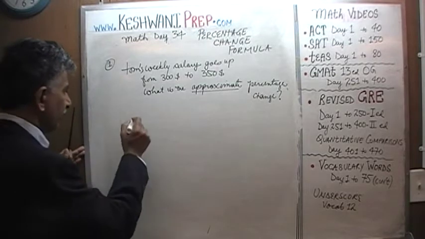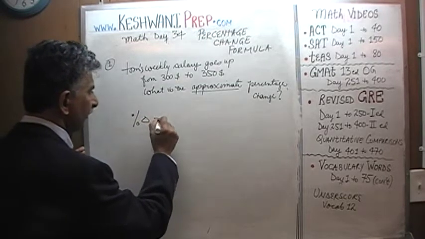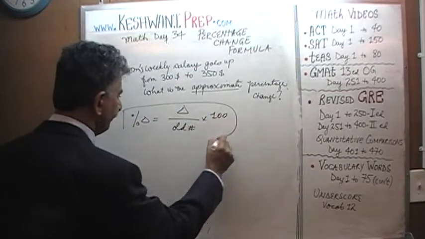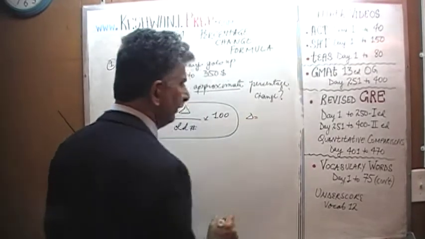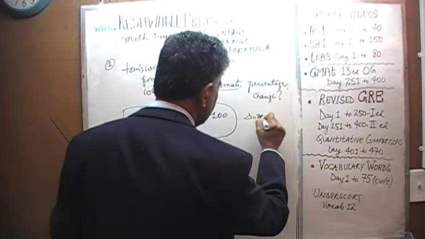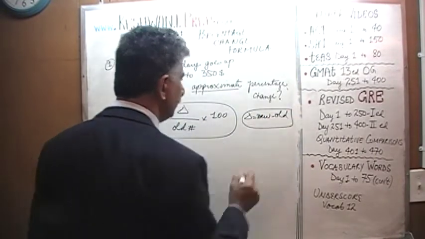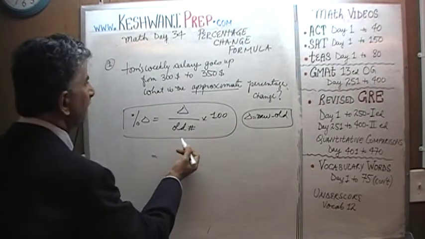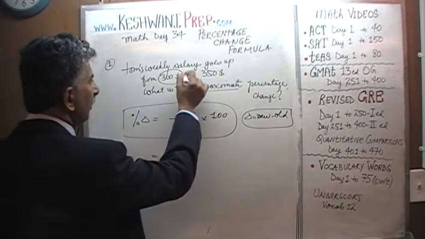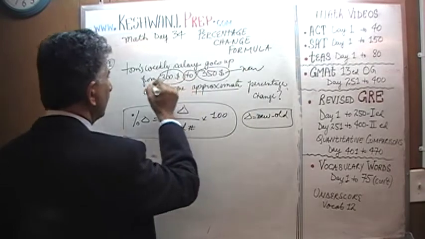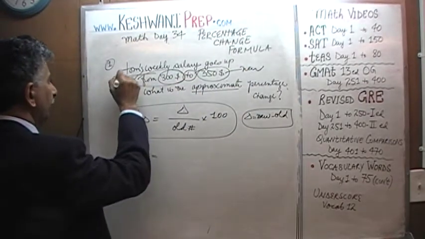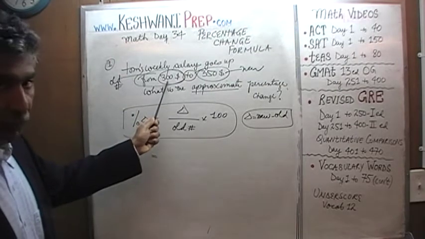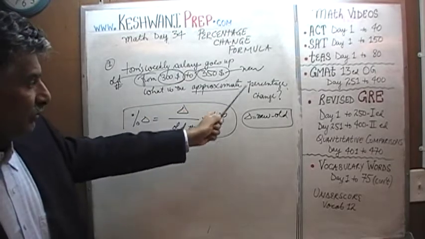Yesterday we learned that the formula is this. We know that percentage change is change divided by the whole number times 100. We also learned that the change is defined as the new minus the old. We take the new number minus the old number, and that's your change. So let's do it, shall we? The new number here, we're going from 300 to 350. So 350 is the new number. We're going from 300, that's the old number. That's our starting point because it says from 300, so that's the old number, to 350. 350 is our new number, so it's new minus the old.